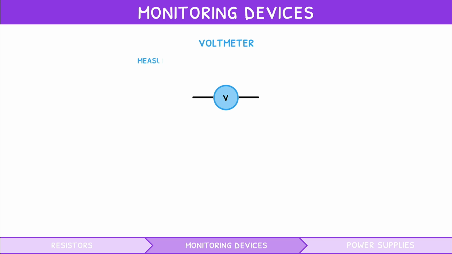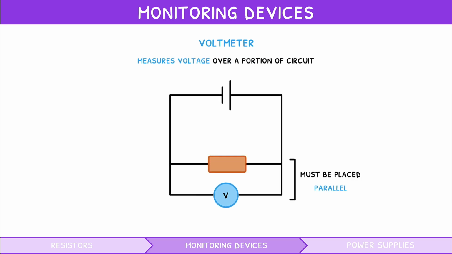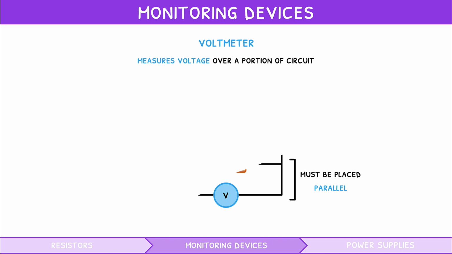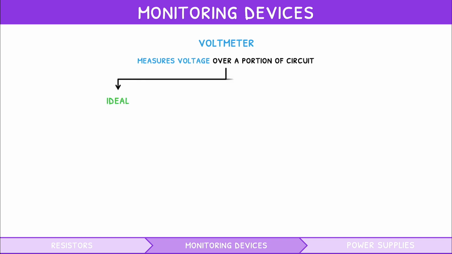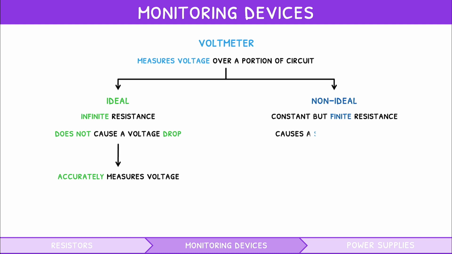A voltmeter measures voltage over a portion of circuit, but it must be placed in parallel with the monitored portion. There are two types of voltmeters, ideal and non-ideal. An ideal voltmeter has an infinite resistance and so does not cause a voltage drop itself whilst operating. It therefore accurately measures the voltage drop across a component. A non-ideal voltmeter has a constant but finite resistance, so it will cause a slight voltage drop when operating. In real life, most voltmeters are non-ideal.